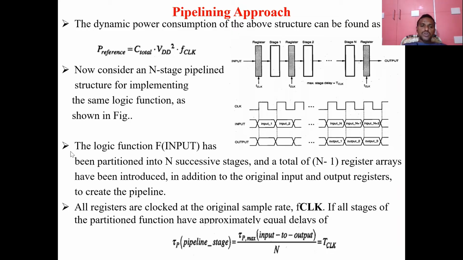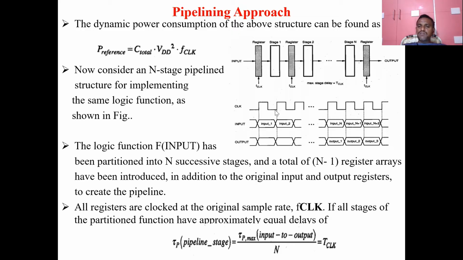Okay, so the logic function has been partitioned into n successive stages, and a total of n-1 register arrays have been introduced in addition to the original input and output registers to create the pipeline. That's what I told: the total function will be divided into n stages, and at each stage we require input and output register arrays, so we have introduced n-1 register arrays. Now all the registers are clocked at the original sample rate, that is the clock frequency f clock.